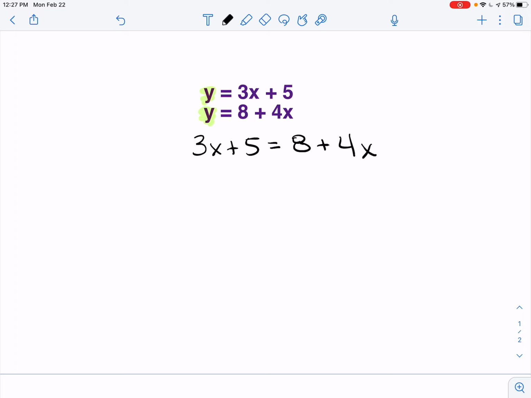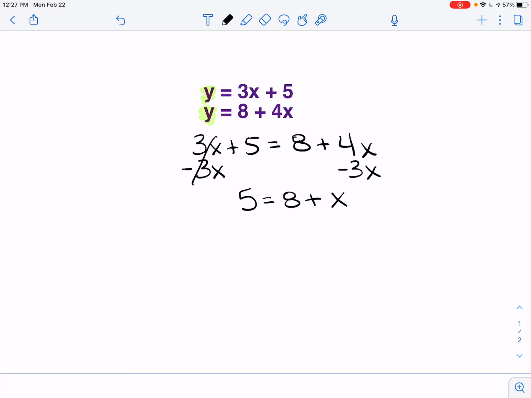Now, I've got x's on both sides of the equation, so I'm going to move them to the same side. I'm going to do minus 3x from both sides. That'll keep my x's in the positive. So this cancels out. 3x minus 3x is going to give me 0. That leaves me with 5 equals 8 plus, 4x minus 3x is simply 1x. So now to get x by itself, I have to subtract this 8. So that'll cancel out. 5 minus 8 is negative 3. So negative 3 equals x.